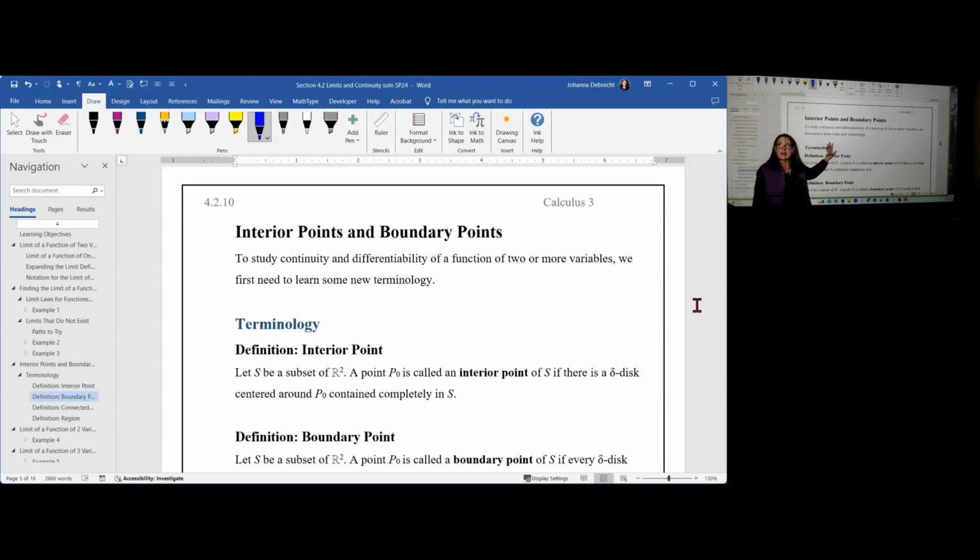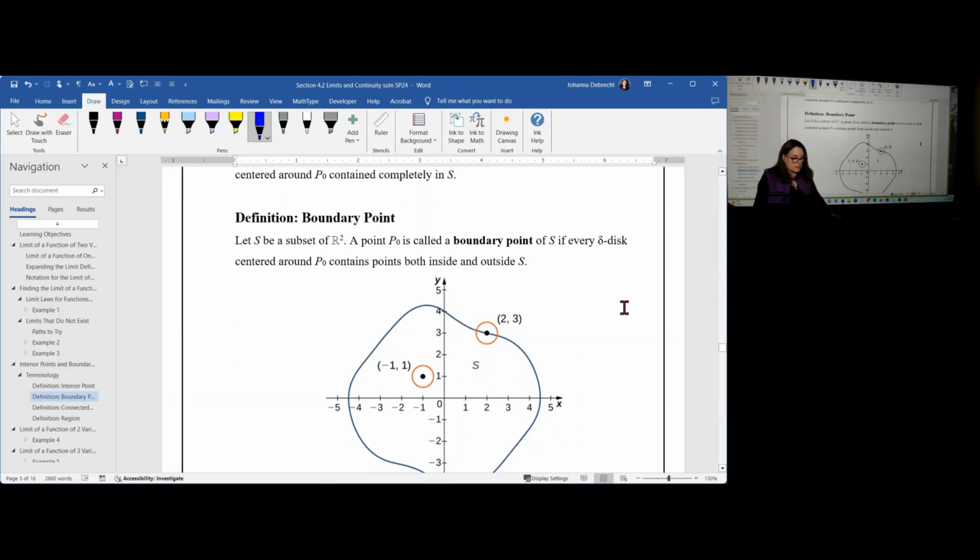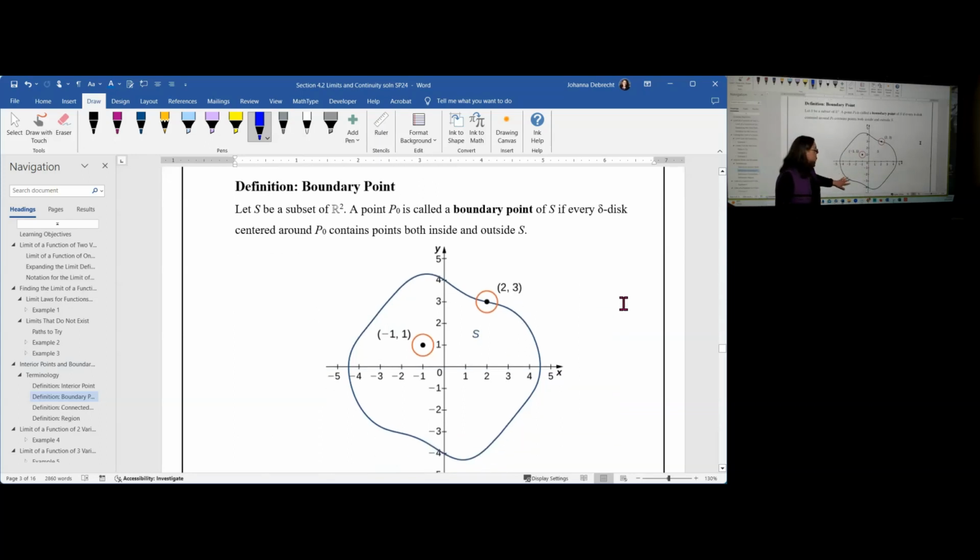Let's suppose that we have the XY plane, or R2, and we take a subset of it that we call S. A point P0 is called an interior point of S if there is a delta disk centered around P0 that's contained completely in S. So you're going to have some region of R2 that is your set S. The point -1, 1 is an interior point because I can draw a delta ball, a circle of radius delta, all around that point, and every point inside that delta disk is inside of S. That makes that point an interior point.